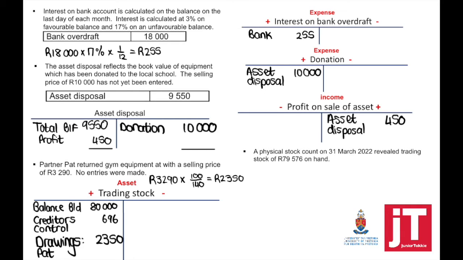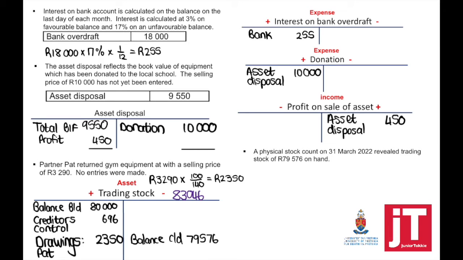The next adjustment, a physical stock count on 31 March 2022 revealed trading stock of 79,576 on hand. This is what is left over. This must be compared to my new updated trading stock balance. A common mistake, we take the 79,576 and we compare it to the 80,000 to see if there's a surplus or deficit.